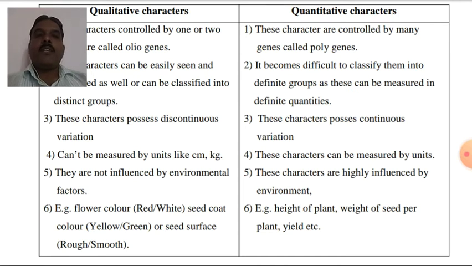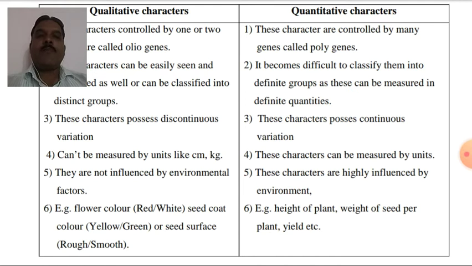So the first point in case of qualitative and quantitative characters: this difference may be asked as quantitative or qualitative characters. The first important point in the difference is that qualitative characters are controlled by one or few genes. They are called oligogenes. And quantitative characters are controlled by many genes, so they are called polygenes.